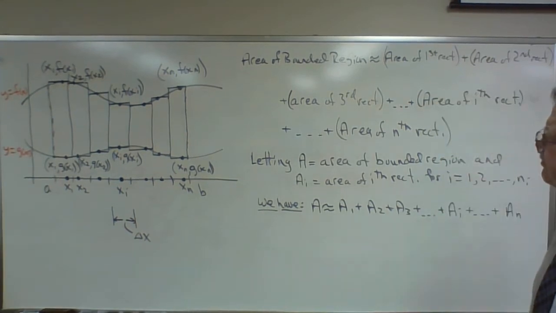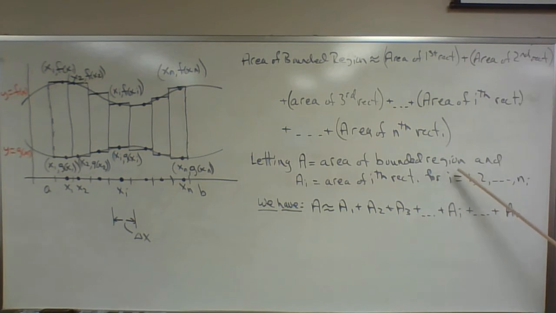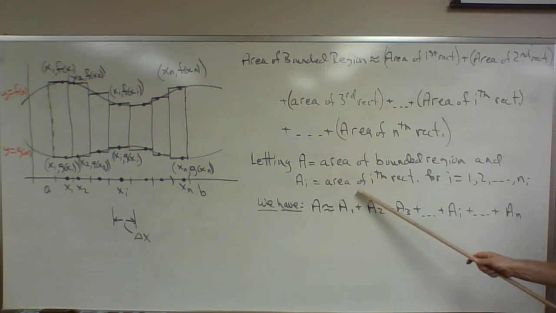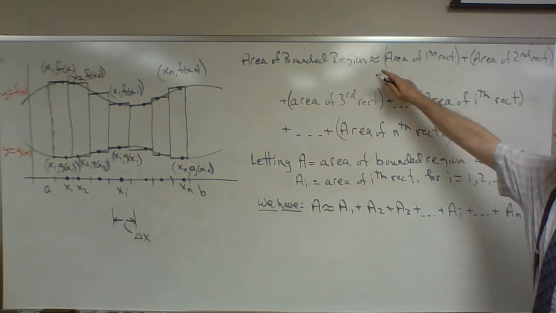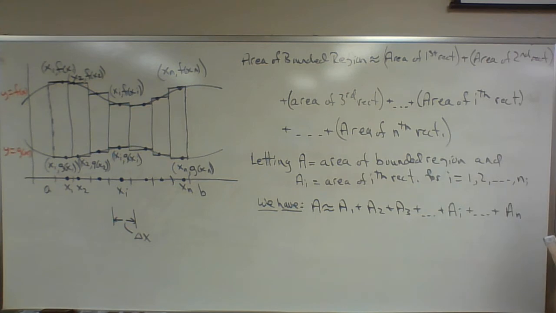Let's tidy this up a little bit. Let capital A be the area of the bounded region. And for i equal 1, 2, dot, dot, dot, n, let A sub i equal the area of the ith rectangle. Then we can rewrite this approximation this way. Area of the bounded region is approximately equal to area of the first rectangle plus area of the second rectangle plus area of the third rectangle plus dot, dot, dot, plus area of the ith rectangle plus dot, dot, dot, plus area of the nth rectangle.